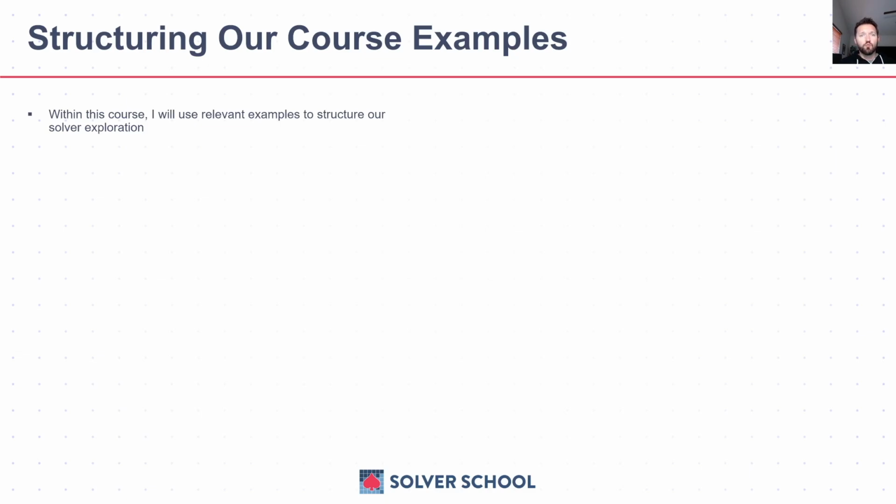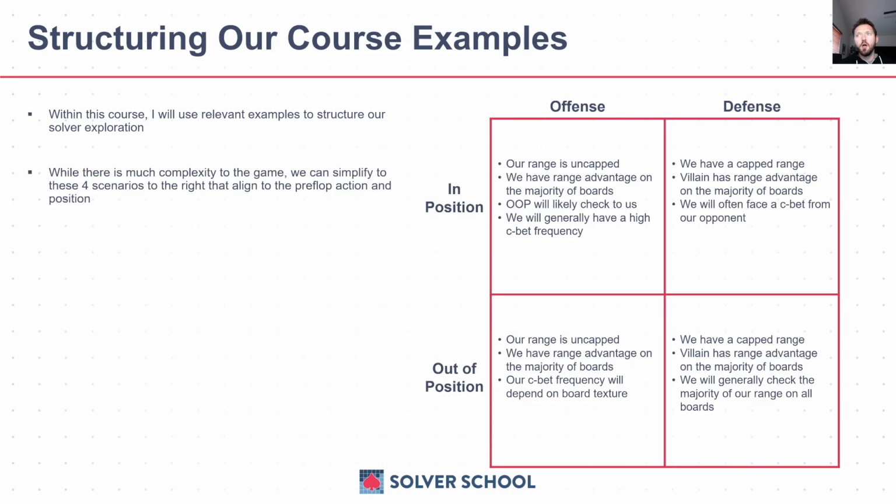As I mentioned, I'm going to use relevant examples to structure our solver exploration. And while there's a lot of complexity to the game, I think we can simplify the majority of scenarios to these 4 scenarios in this grid on the right, that can help align pre-flop action and position to a formation that we can study using solvers. So I'll move my mouse over so we can see these 4 grids.